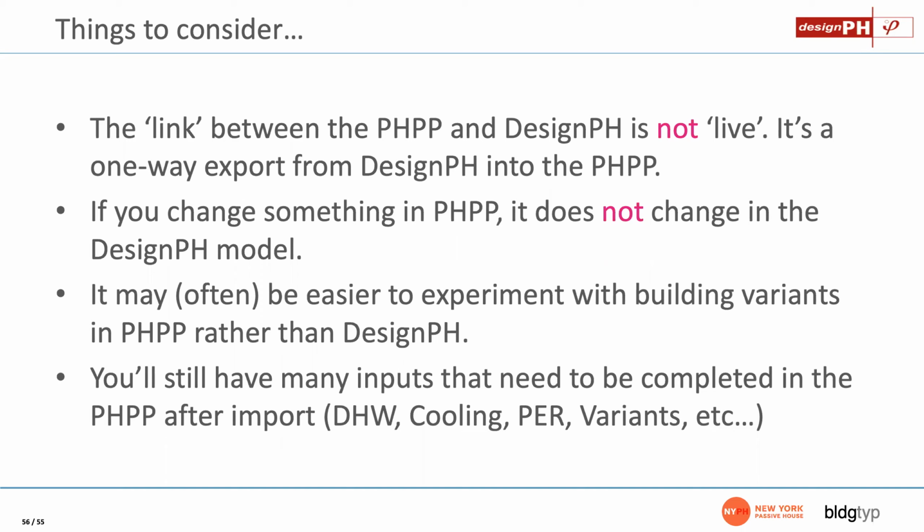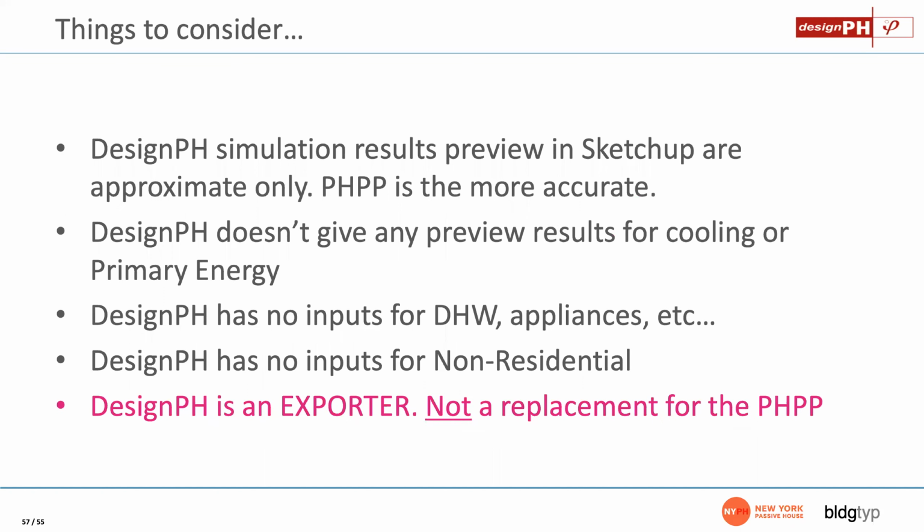You'll also still have a lot of inputs in the PHPP which need to be completed at this point. Anything to do with mechanical systems, domestic hot water, cooling systems, passive ventilation, manual ventilation of windows, the variance worksheet, solar photovoltaics, all of that stuff needs to be completed in PHPP. There's simply no inputs for it in DesignPH. There's just no tools to allow us to manage that back in DesignPH. So DesignPH is important, but it only takes you part of the way there. You then need to finish everything off in PHPP.